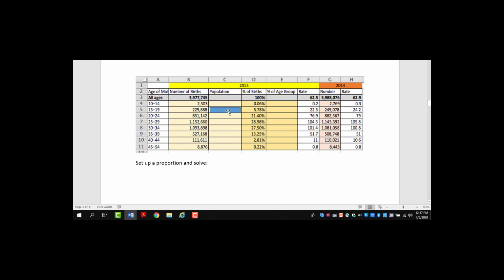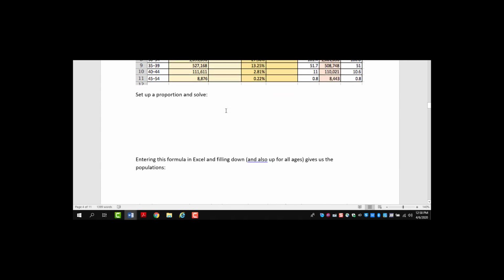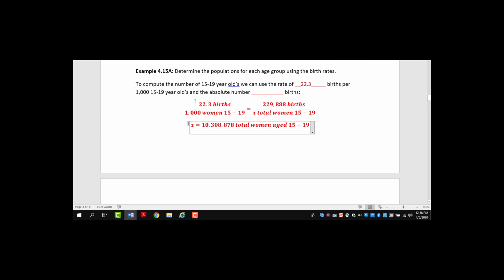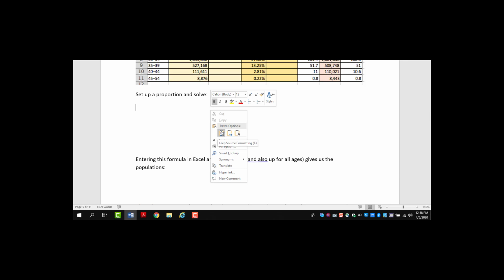So now we have all of the number of births. That's the population 15 to 19. That's where that would go. And the Excel formula we would use would be this. Actually, I'm going to copy this down here, because that's the population we're trying to find right here. We had this rate per 1,000 and the number of births, and we found the total population.